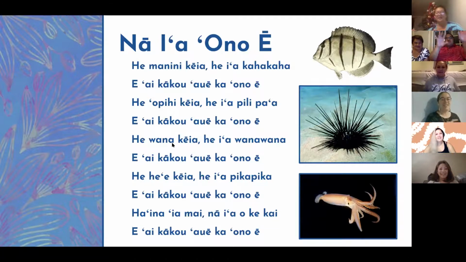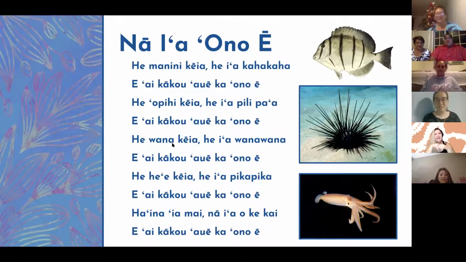So it's a spiky fish. ʻIa actually means sea creature, so not just fish, but any sea creature. So, he wana keia. He ʻia wana wana. Showing our spikes. He ʻia wana wana. Let's try that whole line. Ready and go. He wana keia, he ʻia wana wana.